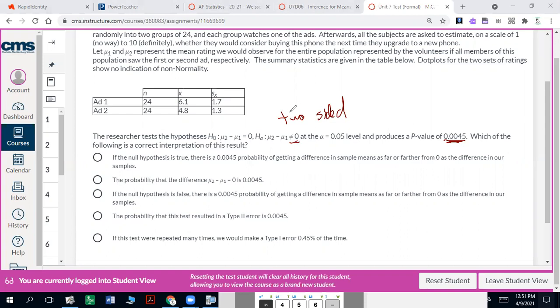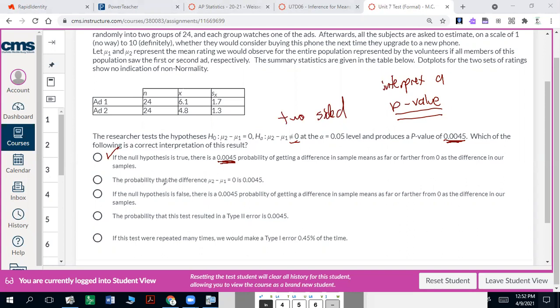All right, so the way p-values work is, if you look up the interpretation of a p-value: if the null hypothesis is true, there is a 0.0045 probability of getting a difference in sample means as far or farther from 0 as the difference in our samples. Remember, a p-value is assuming the null is true. The probability of getting that sample or something more extreme than that is the p-value. That is the textbook interpretation right there.